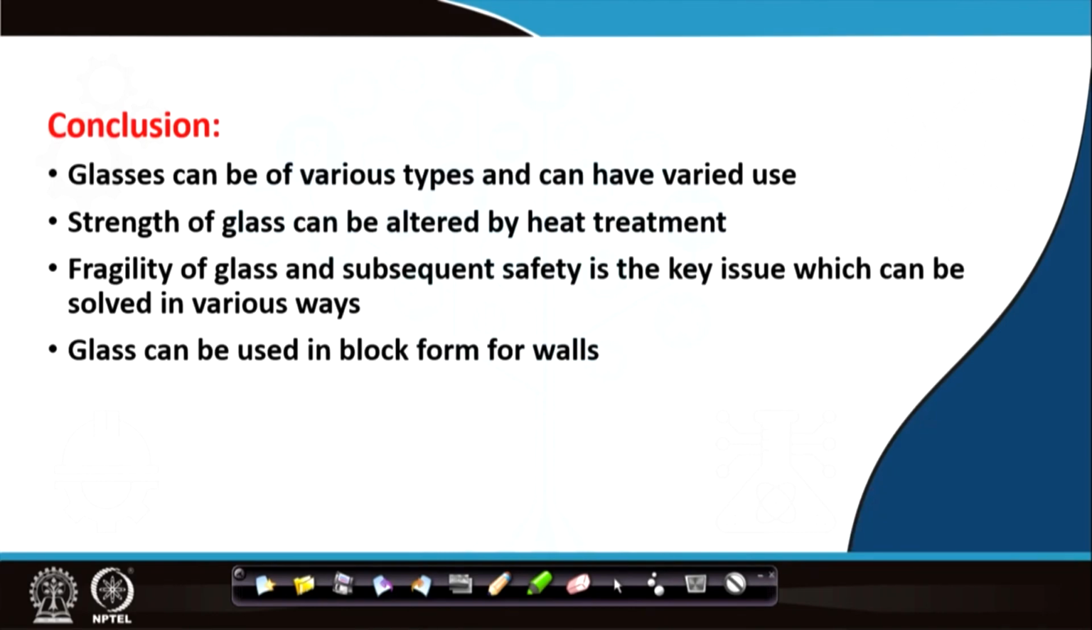With this, I end today's lecture, and we will move on to the third lecture, where we will see how to fix glass in a system.